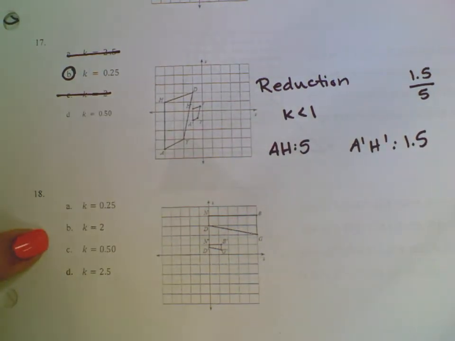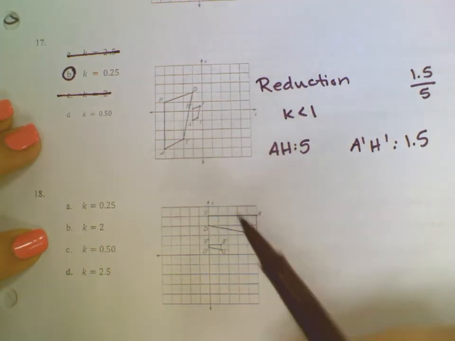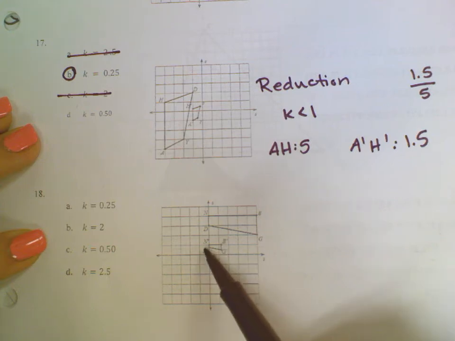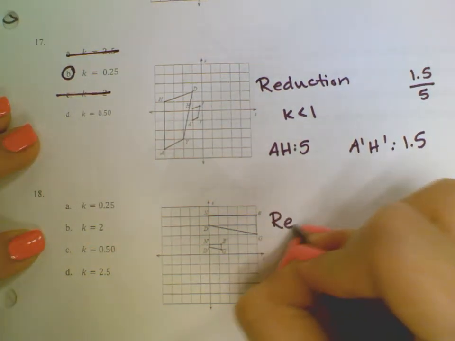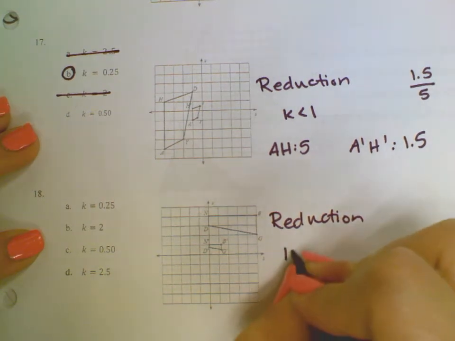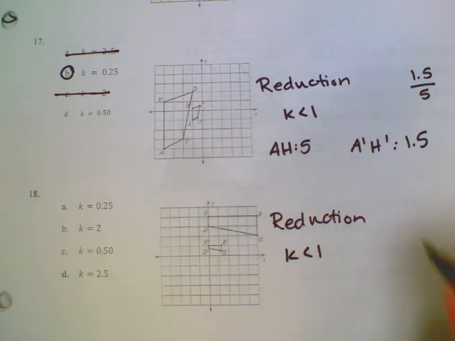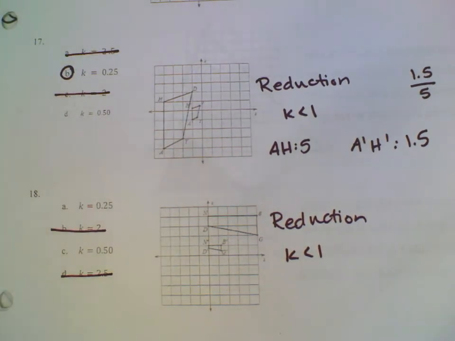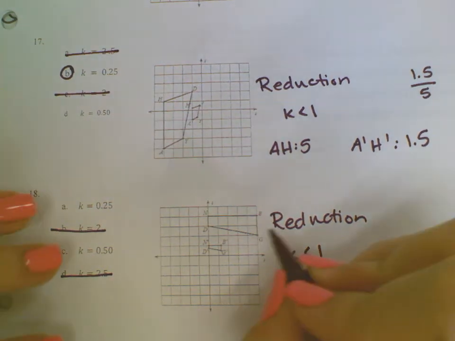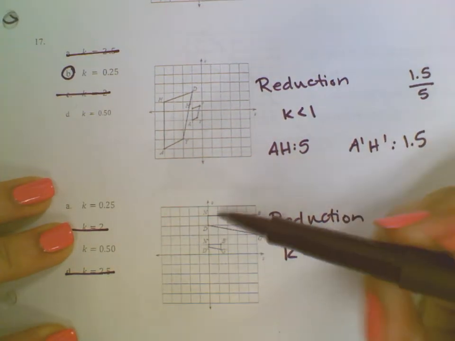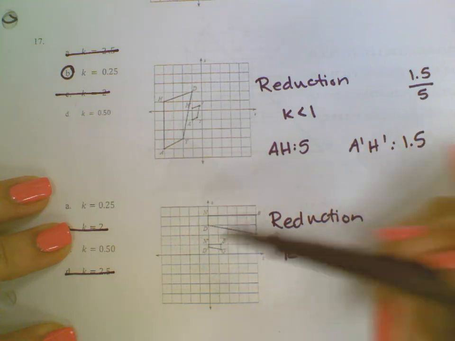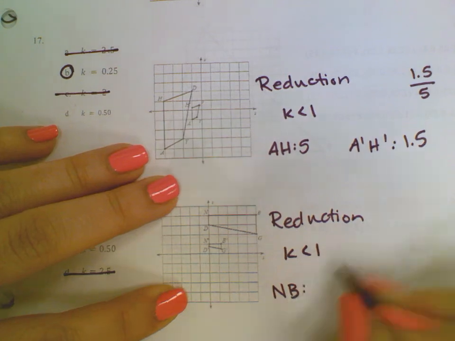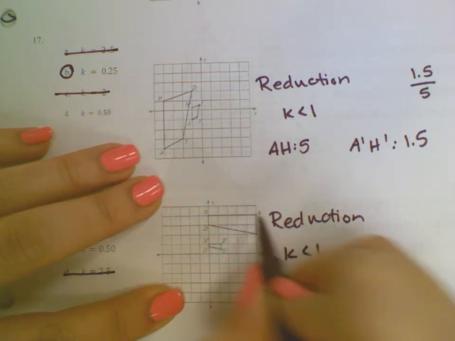For number 18, we are going to see that my pre-image is the larger figure and the image is the smaller figure. So this is also going to be a reduction where my scale factor will have to be less than 1. For the scale factor to be less than 1, that takes off options B and D. So now I can compare the flat side. I could either use ND and N prime D prime or NB. I'll use NB, which has a distance of 1, 2, 3, 4, 5. I can just count it.